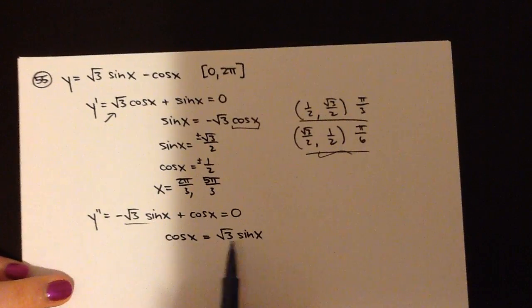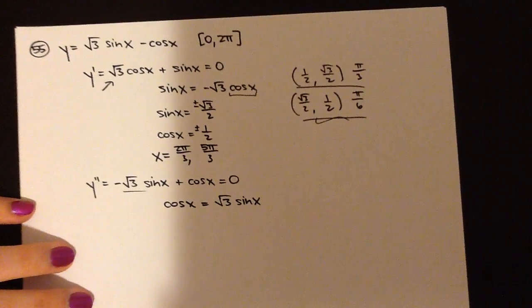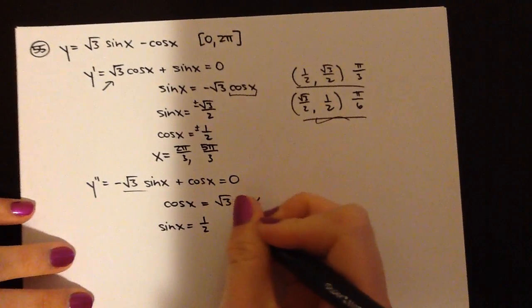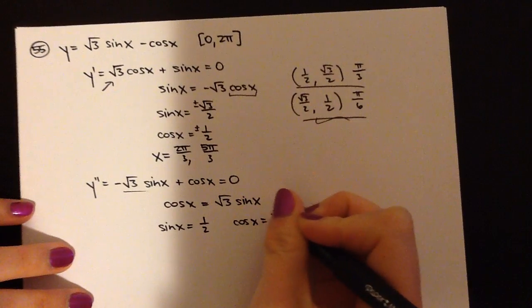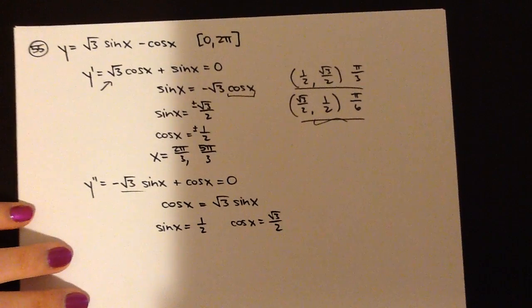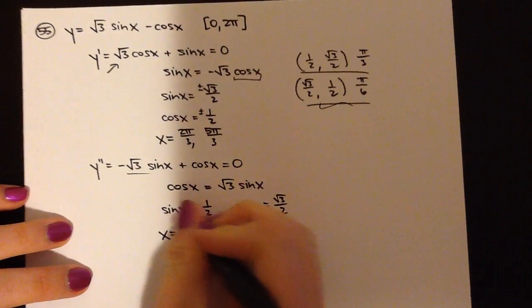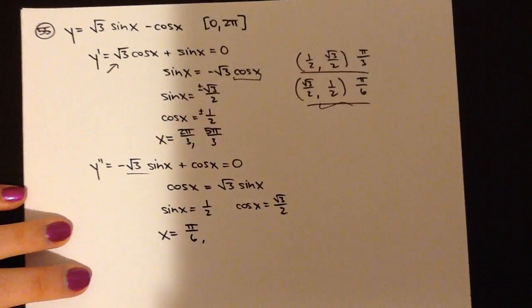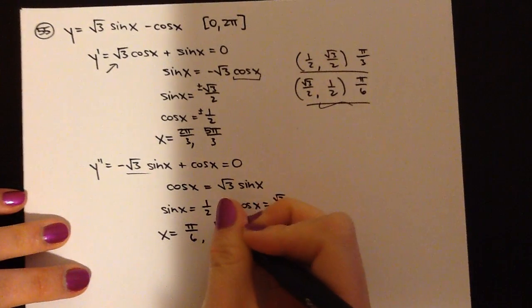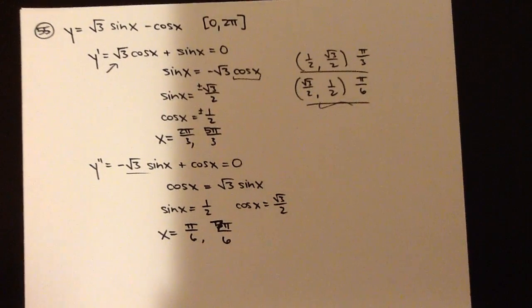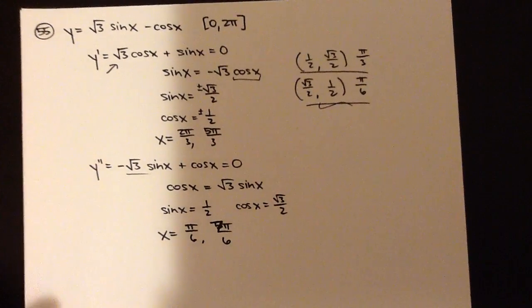So whatever the cosine is, we want it to be root 3 times the value of sine, which means we want sine to be 1/2, and we want cosine to be root 3 times 1/2, which is root 3 over 2. Or they could both be the negative versions. Okay, so that is going to happen here. So at pi over 6 in the first quadrant, they're both positive. And then at 5 pi over 6, 7 pi over 6 in the third quadrant, they are both the same sign. One is negative root 3 over 2, one is negative 1/2. Okay, so those are my possible inflection points.